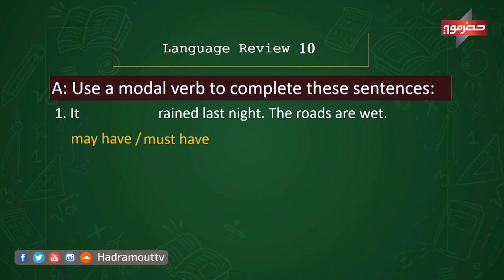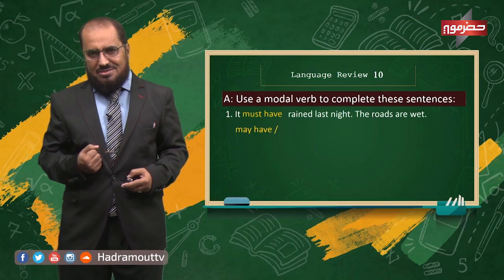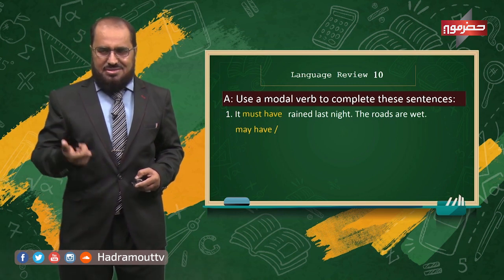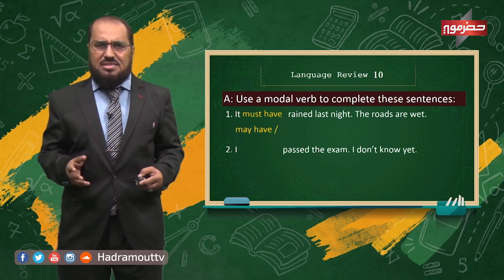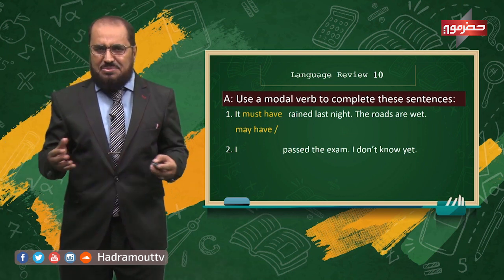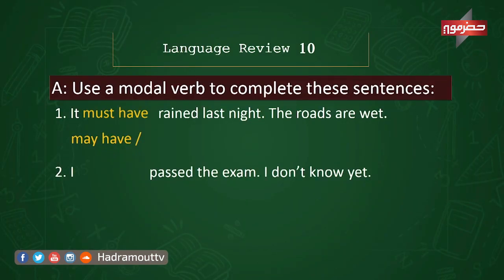Can you say it may have rained last night? The roads are wet. Or must have? Which one? Must have, yes, because there is a reason why it's clear the roads are wet. Here you are certain, you are sure. What about number 2? I passed the exam. I don't know yet. What modal verb can be used here? Let me help you. Might have or must have?